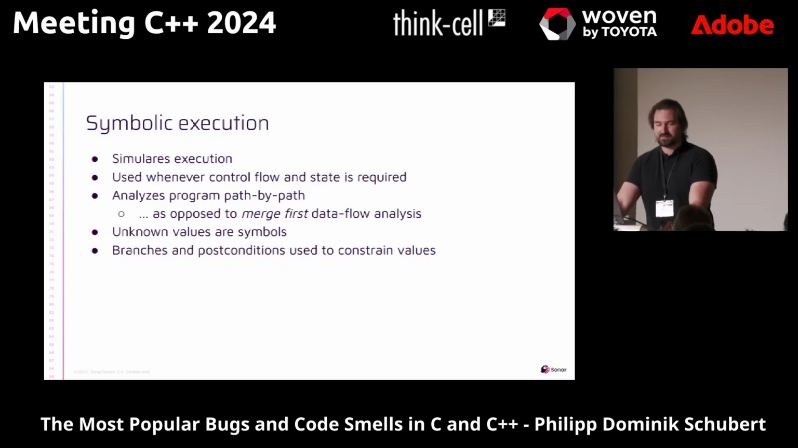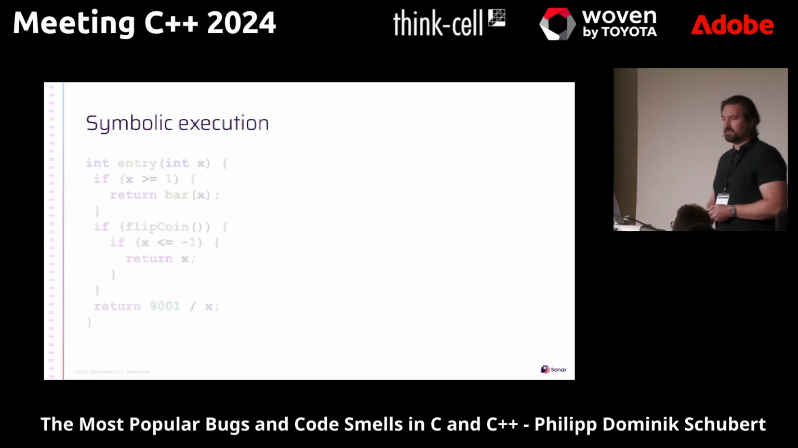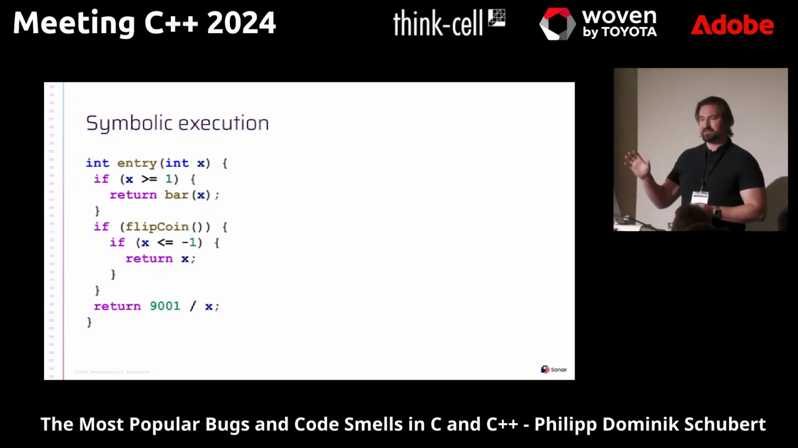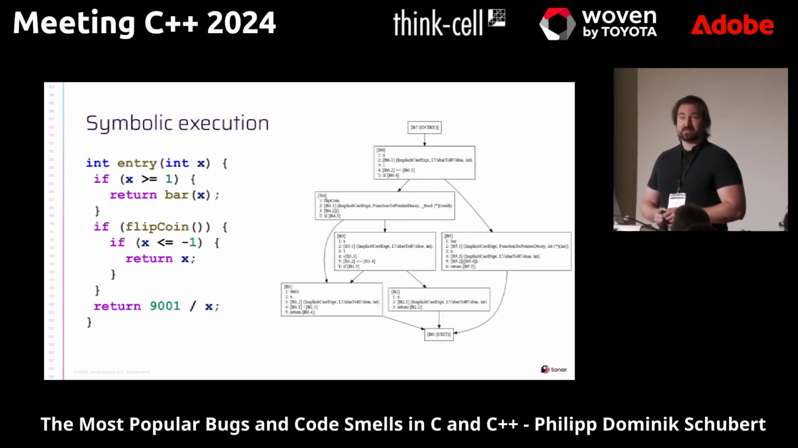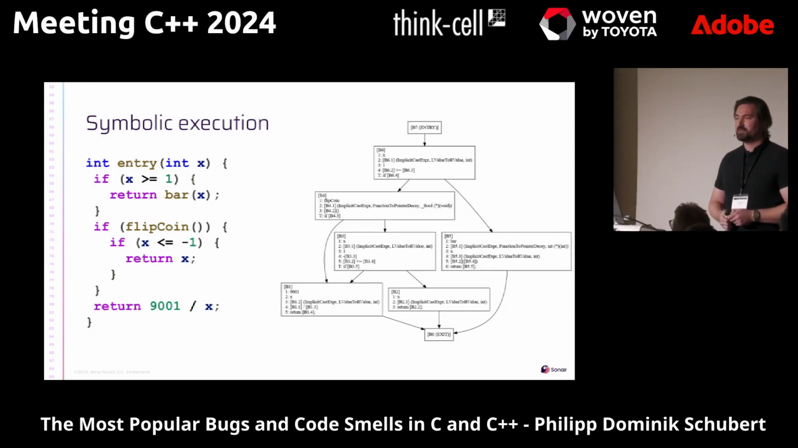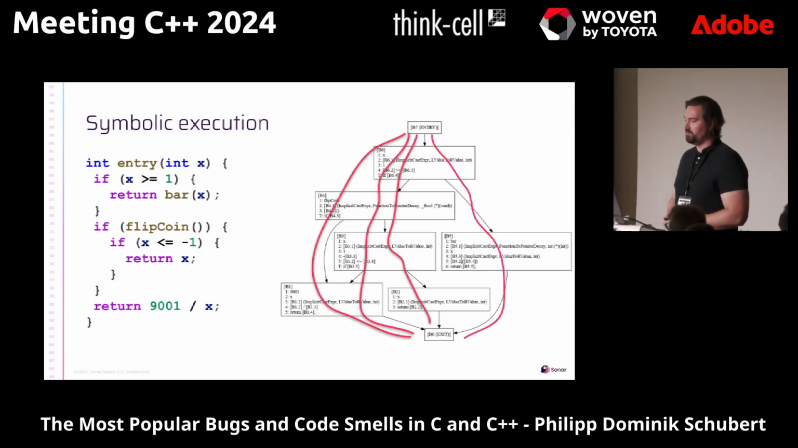And you may ask, okay, how is it useful? I mean, if you don't have values, just symbols. Well, we use branches and post conditions to constrain values and still reason about the program to really get interesting findings. And I have an example here on the next few slides. So we have another simple function, called entry, that takes an integer, does some processing, and then ideally also returns an integer. So if you ask Clang to generate the control flow graph for that function, it will look like that. And symbolic execution now needs to analyze those individual branches.